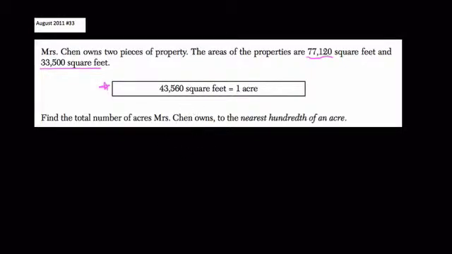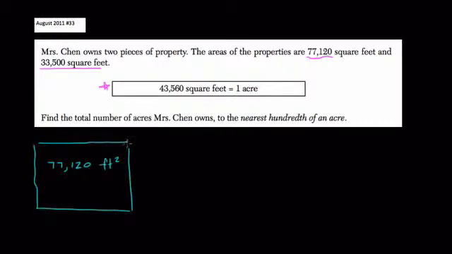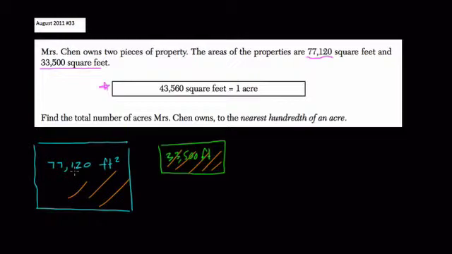So what's the idea? Well, the idea is that you have these two properties, one's larger than the other, right? 77,120 square feet, or feet squared. That's some large property here. And then this smaller property over here, right? 33,500 square feet. And we're putting them together, and we want to know what is this total, right? What is the total acreage between these two properties?